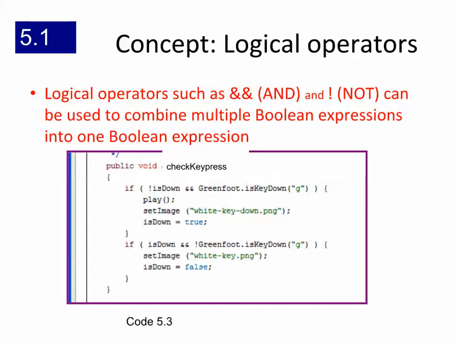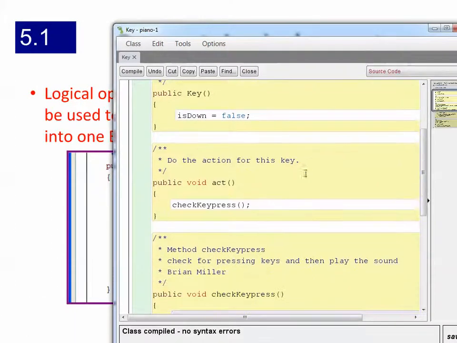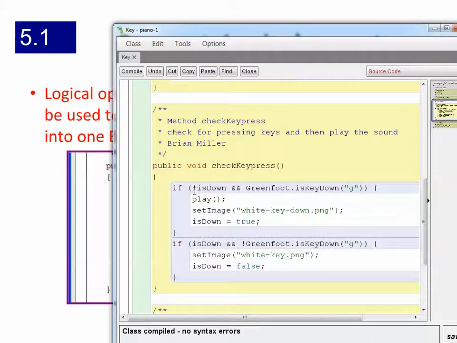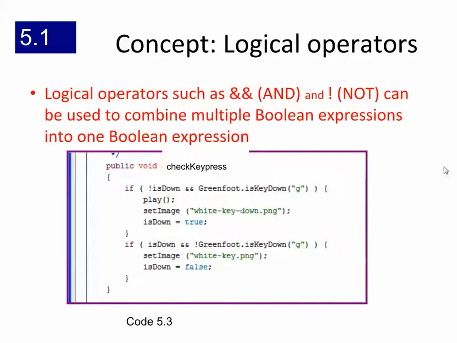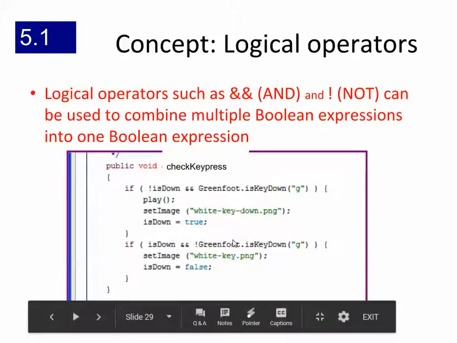So let's take a look at that. I want you guys to write that code into your project. So we're going to change the check key press method to look like this. Also make sure you write this down in your notes: logical operators and not can be used to combine multiple Boolean expressions. So instead of just one thing, now these two things have to be true.